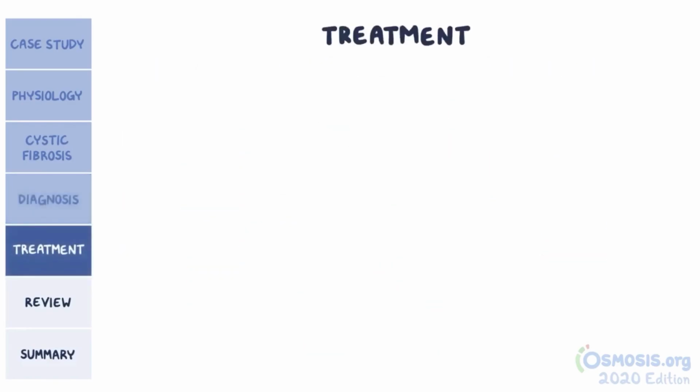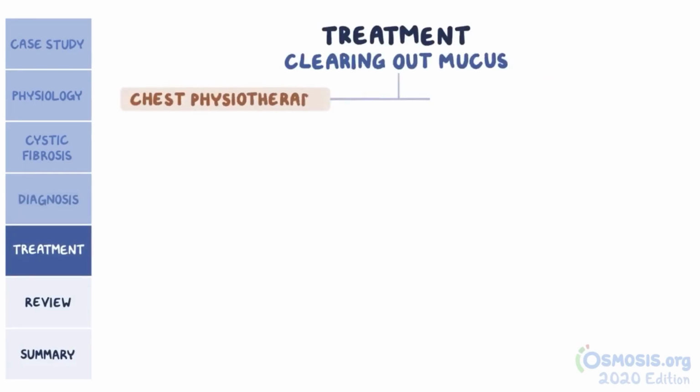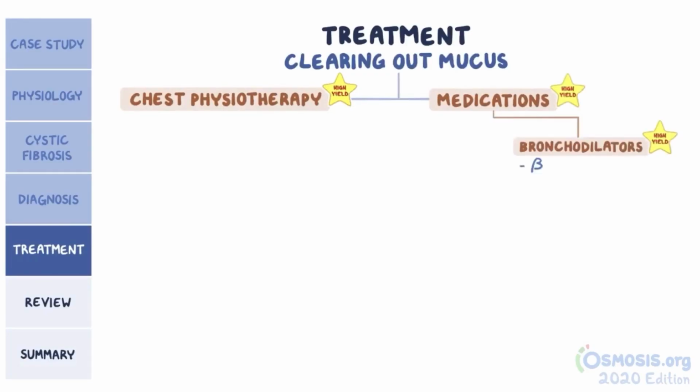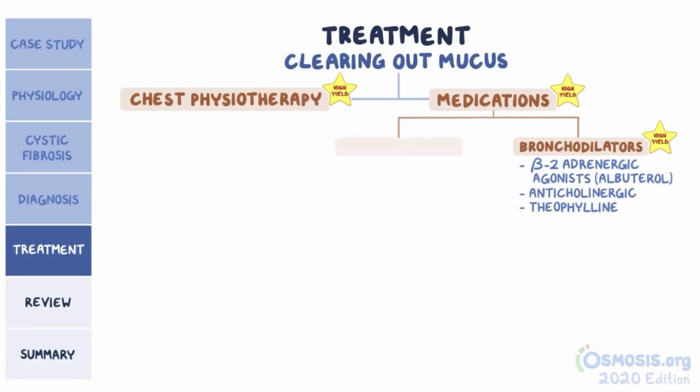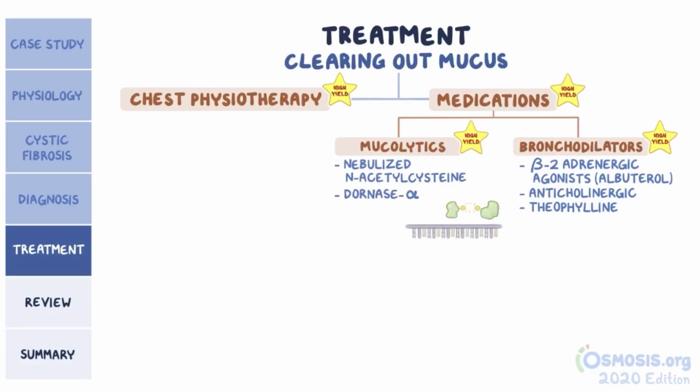Treatment is multifactorial. Clearing out the mucus helps with breathing, and it can be done with chest physiotherapy as well as medications. Medications include bronchodilators, like beta-2 adrenergic agonists like albuterol, anticholinergic drugs, and theophylline, which help keep the airways open. Also remember that it can include mucolytics, like nebulized N-acetylcysteine, which cleaves disulfide bonds in the mucus glycoproteins, or dornase alpha, which is a nuclease that cuts up nucleic acids in the mucus to thin it out.